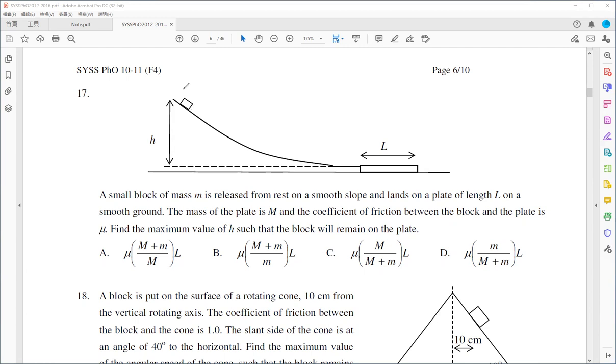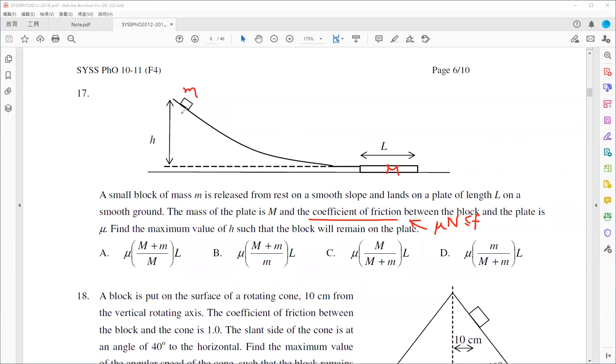This has the mass m. This has the mass big M. I hope you still remember the coefficient of friction. That has a formula: mu times the normal reaction. It's a friction. Find the maximum value of h such that the block can remain on the plate.